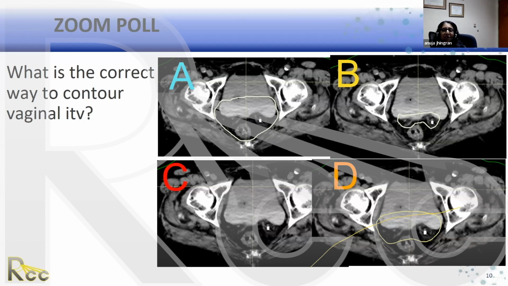People aren't as fast in answering these contouring questions as they are my other questions. Okay, we're at almost 70. Yeah, so let's end it. Okay. The majority of you said D, so I agree.